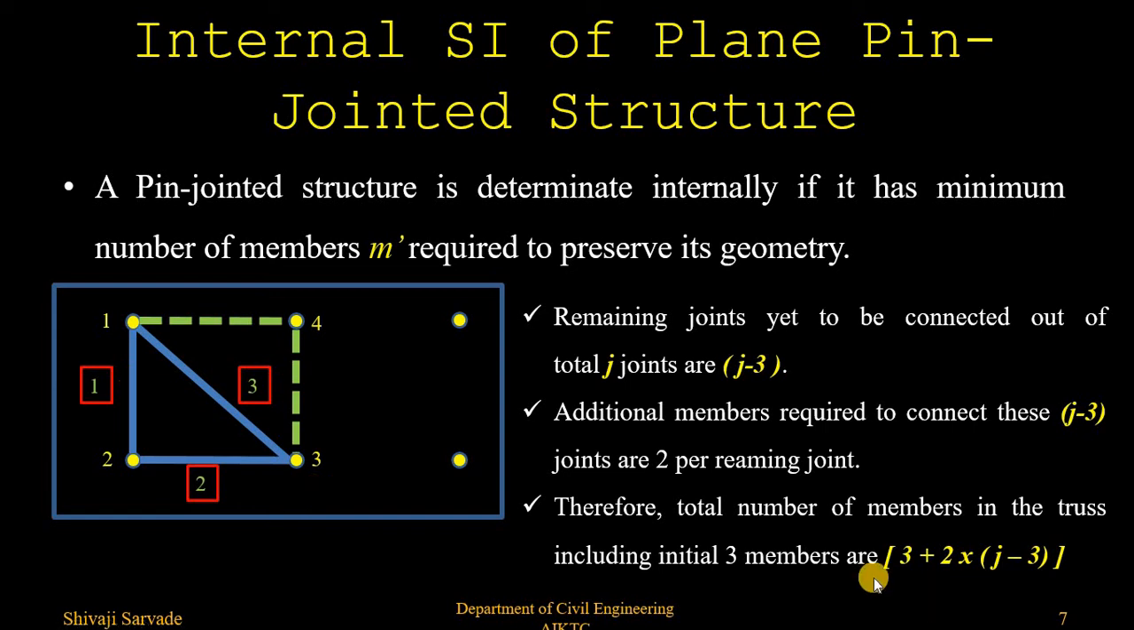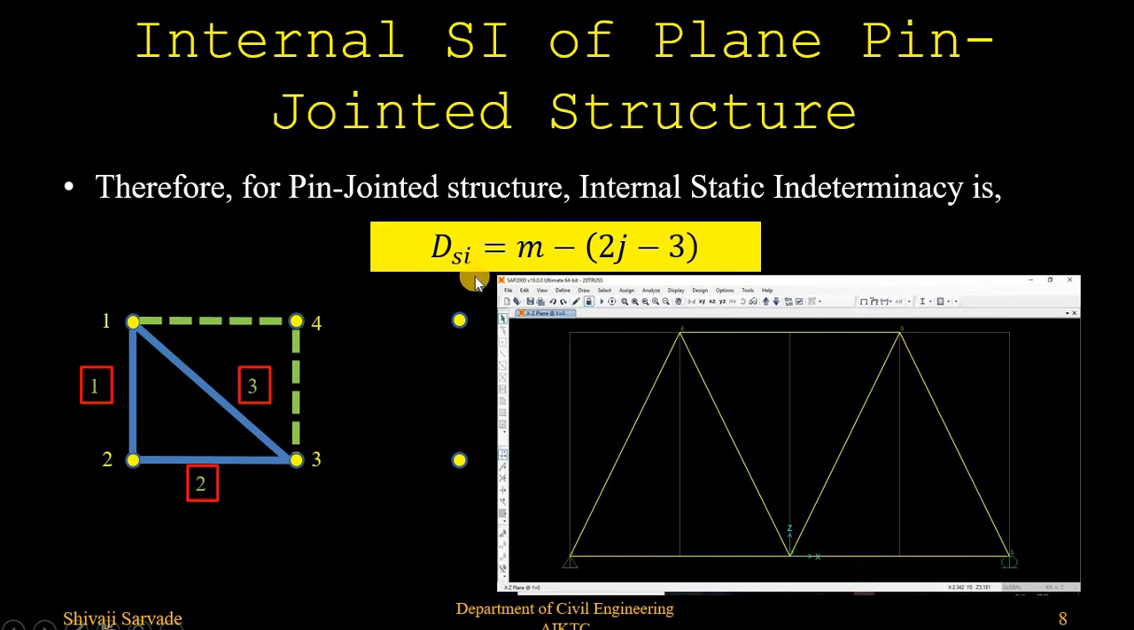Already I have 3 members. So indirectly, if I put this in the form of an expression, I will have 3, which are the initial members, plus every additional joint, which is nothing but J minus 3, requires 2 members to connect. If we simplify this, you will get the degree of internal static indeterminacy equal to M minus (2J minus 3), which is required in your flexibility method, or indirectly we say the force method of analysis. If I have DSI, that is internal static indeterminacy, then you will have to release member forces, not the reactions. That is required in the force method of analysis.